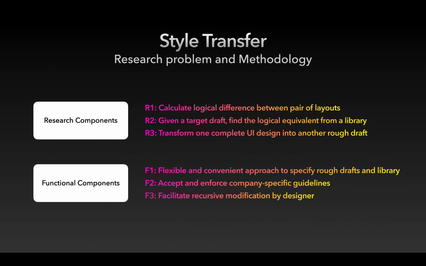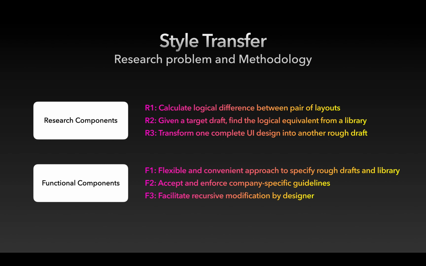What we are doing is something like this. We are calculating the logical difference between any pair of layouts and we use that to find the logical equivalent from the library for a given rough draft. So someone gives you a rough draft and someone gives you a library of very good layouts. Find out the best match for that rough draft from the library. Next, transform that UI design completely from the rough draft to the final design as required, satisfying all guidelines, satisfying all company specific rules and also a well aligned good layout that will be acceptable for all persons.